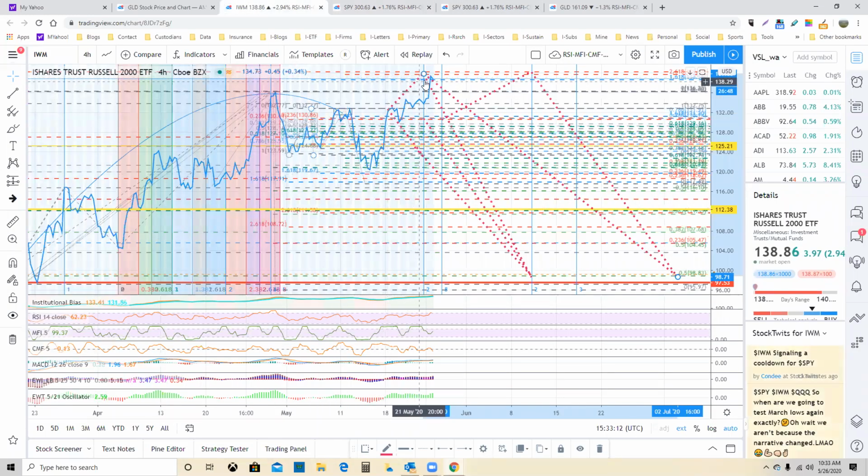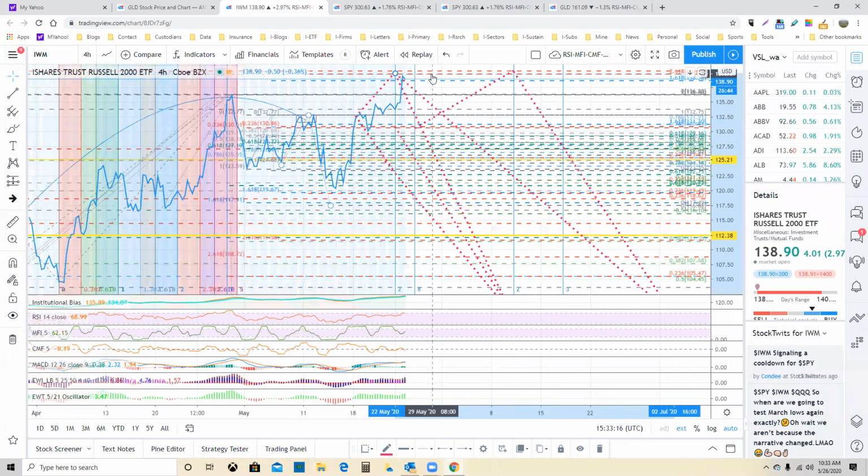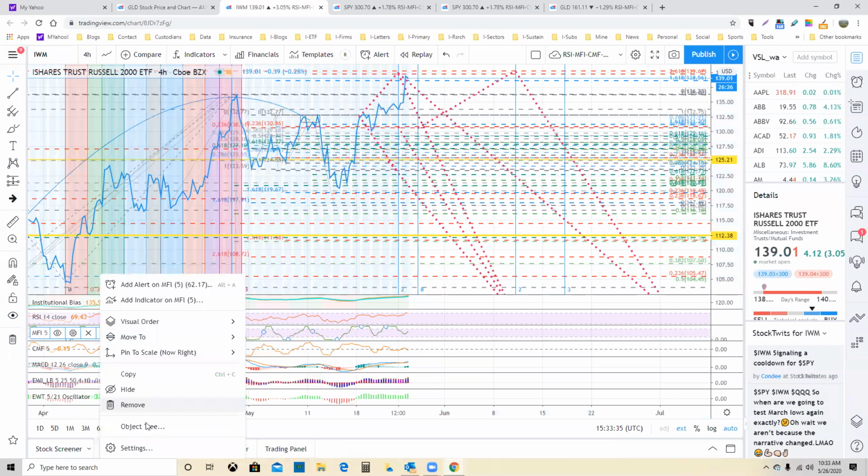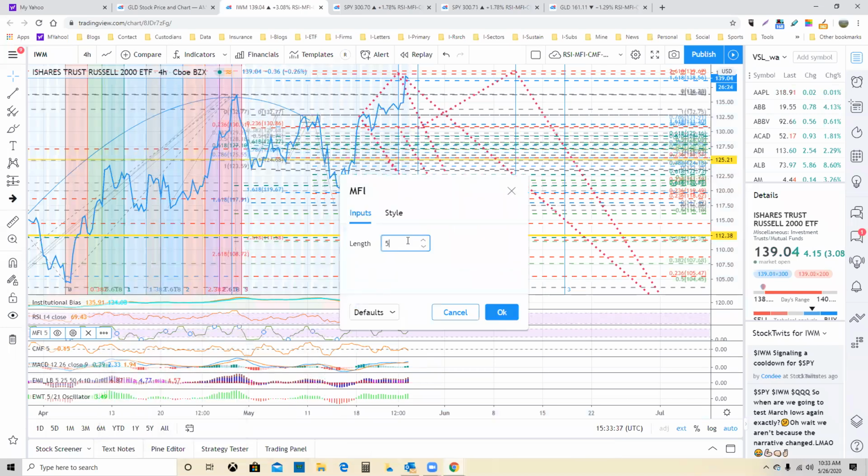IWM, look at that. It's right where I said it would get to. Let's see if it turns down. This is a 4-hour chart. RSI is peaking out. MFI is almost there. Money flow is starting to turn down. Negative divergence. And here, let's change these. Make them match again.